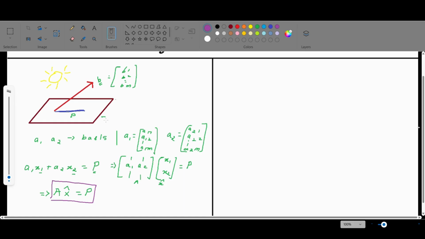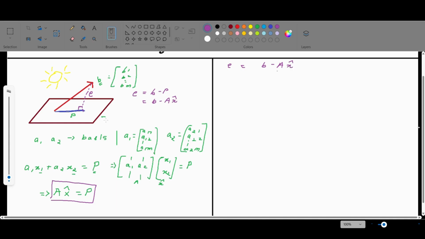Now we again come to the error. This perpendicular line between B's projection and B is the error, as we had seen even in the last video. So, E is equal to B minus P, which is equal to B minus A x cap. Now, E is also an m cross 1 vector, and the RHS results in an m cross 1 vector.